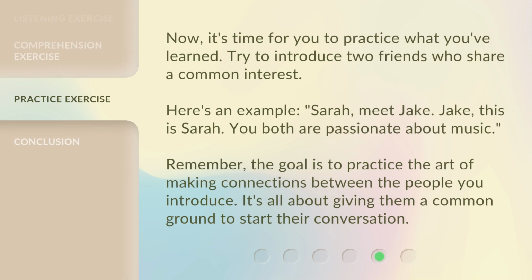Now, it's time for you to practice what you've learned. Try to introduce two friends who share a common interest. Here's an example. Sarah, meet Jake. Jake, this is Sarah. You both are passionate about music. Remember, the goal is to practice the art of making connections between the people you introduce. It's all about giving them a common ground to start their conversation.